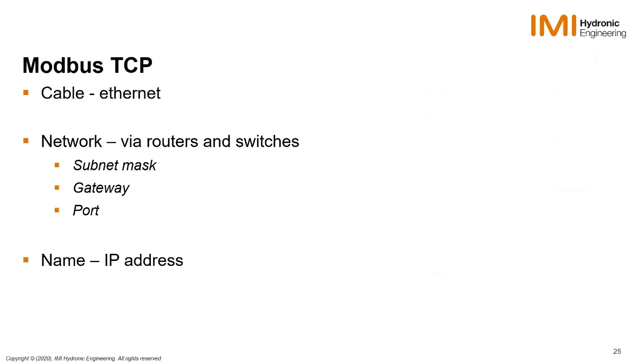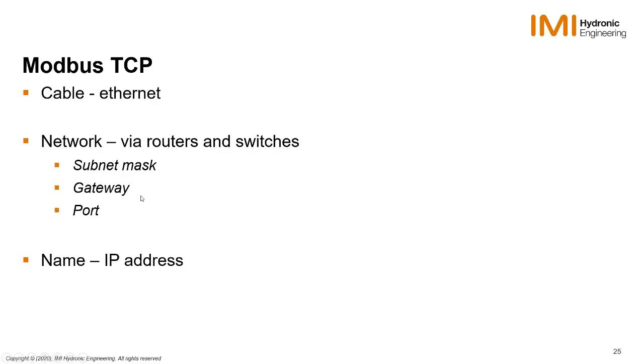So for Modbus TCP, the cable here is the Ethernet cable instead of the twisted pair. The network here is a bit different. You don't have your DC chain, but the network is done via routers and switches, just like for your computer network, or if you connect your phone to the Wi-Fi.